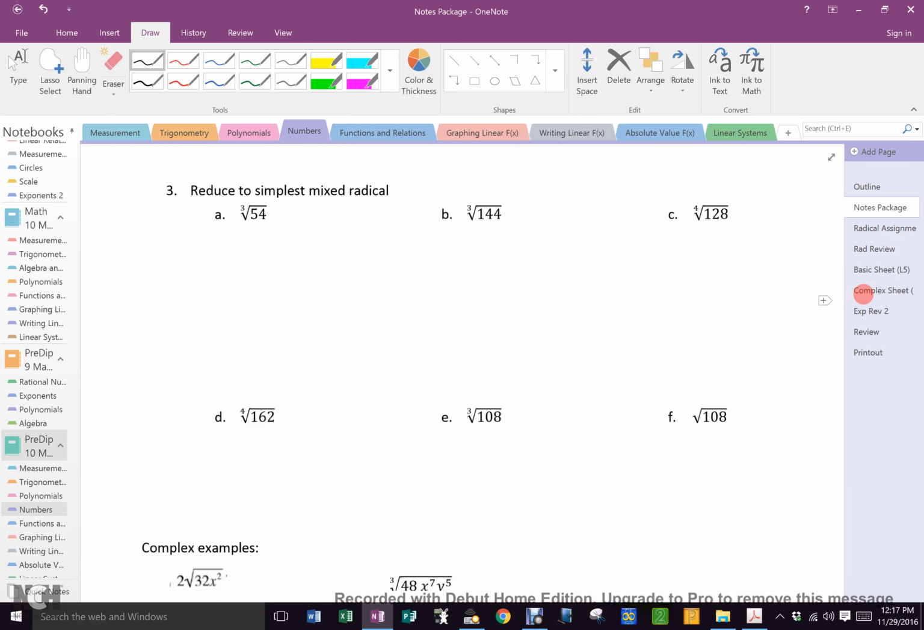Okay, so number 3. What's different in number 3, A through F? It's a different index. So what does that mean I'm looking for? Different size groups, right? When there's no index, I'm looking for groups of what? 2. And if I find a group of 2, I get to bring out one of them, right? Well, now I've got an index of 3, so I'm looking for a group of what? 3.